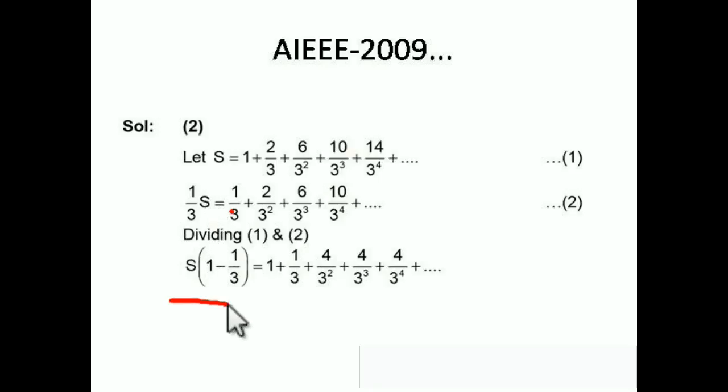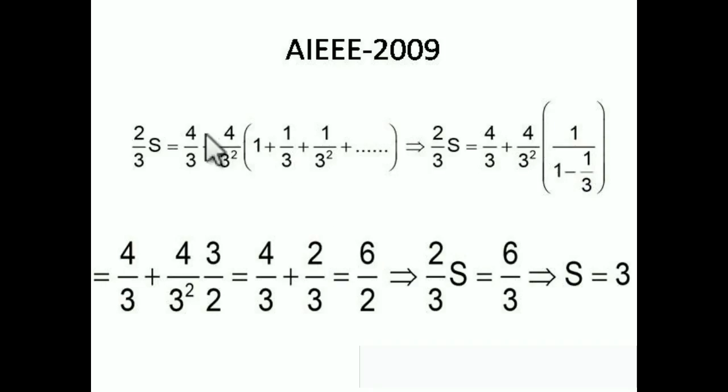Now we have a particular geometrical progression. Here you can see easily 1 plus 1 by 3, that is 4 by 3, and we have 4 by 3 square plus 4 by 3 cube plus 4 by 3 raised to 4. Taking 4 by 3 square common, we have 1 plus 1 by 3 plus 1 by 3 square plus 1 by 3 cube. That is a geometrical progression. So 2 by 3 S is equal to 4 by 3 plus 4 by 3 square into this infinite GP, and the formula is a upon 1 minus r. We all know that.